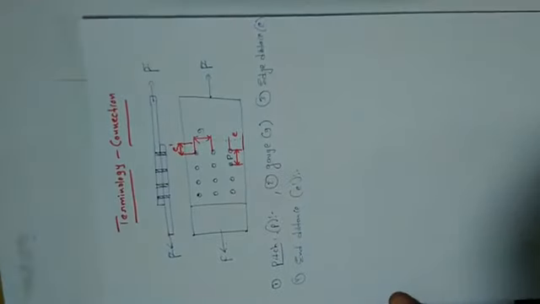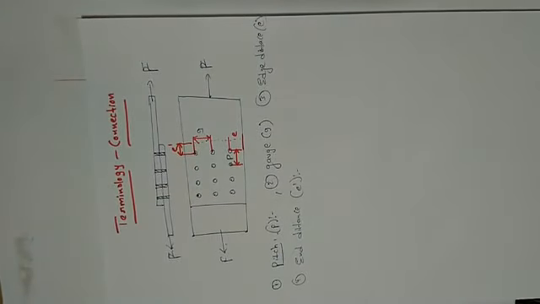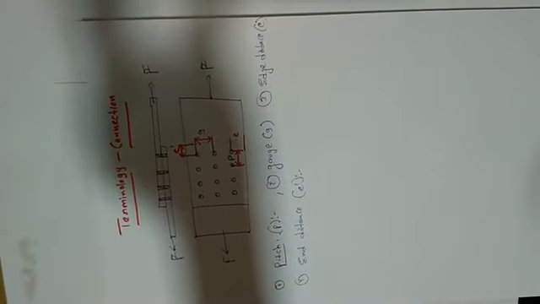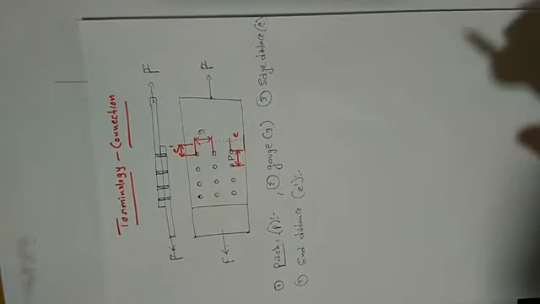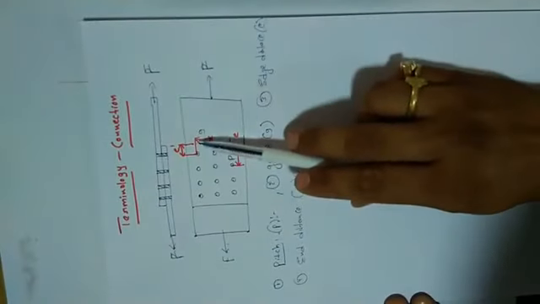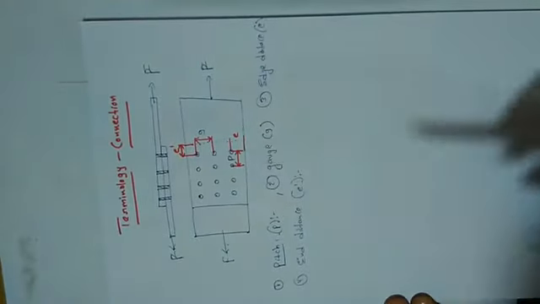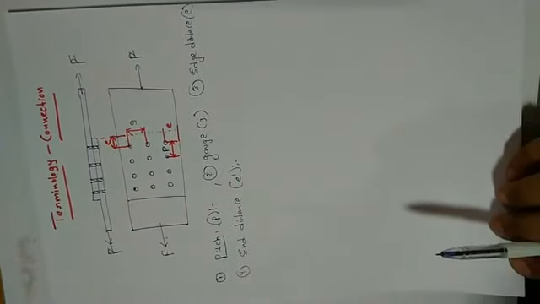Here, end distance and edge distance are both the same, so there is no variation in that. The only thing is you have to understand the difference between edge distance and end distance. Edge distance is the edge of the plate, end distance is the end of the plate. So now we will go one by one.